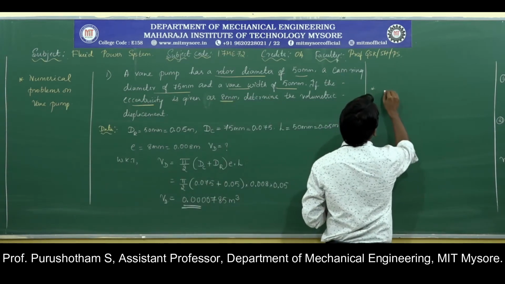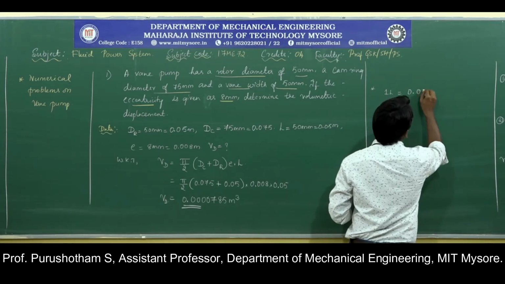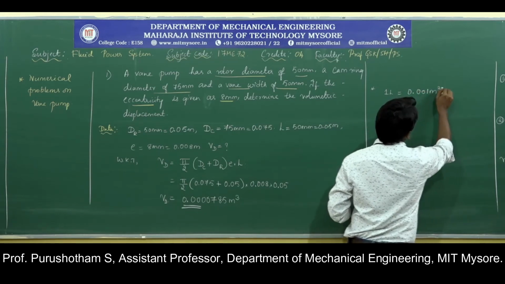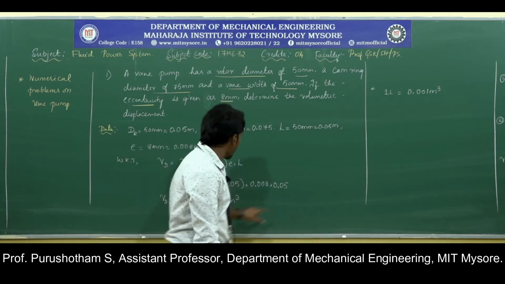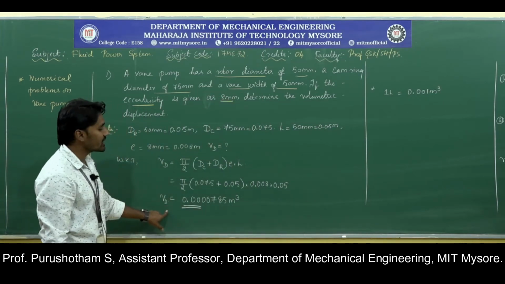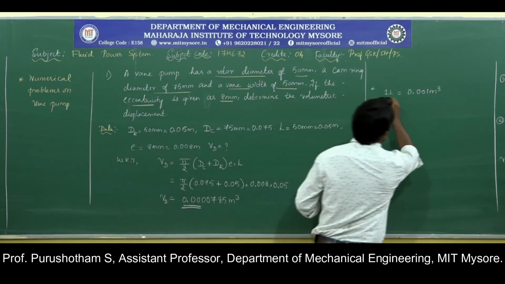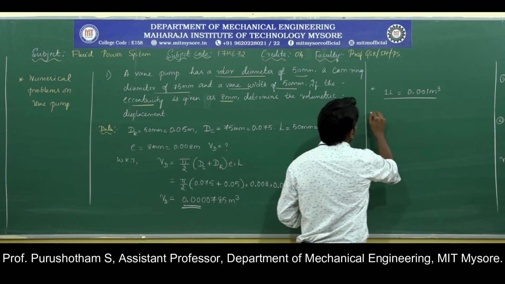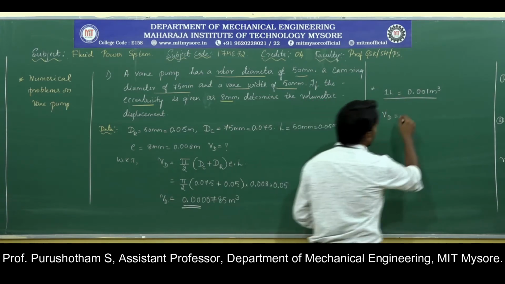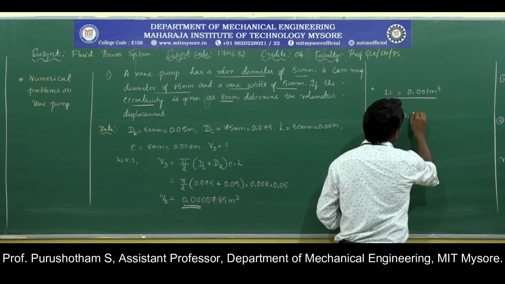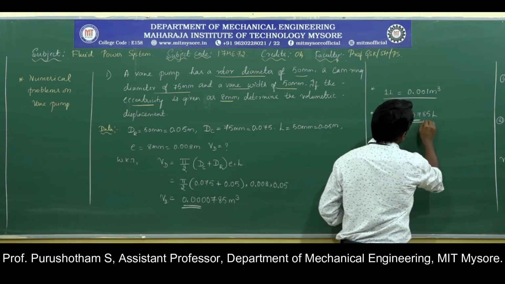we know that 1 liter is equal to 0.001 meter cube. So if you represent this volumetric displacement in liters, by substituting this, you will get the volumetric displacement as 0.785 liters.